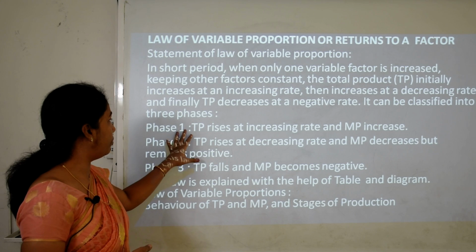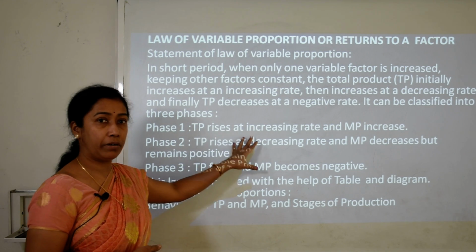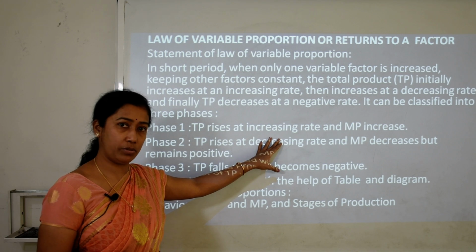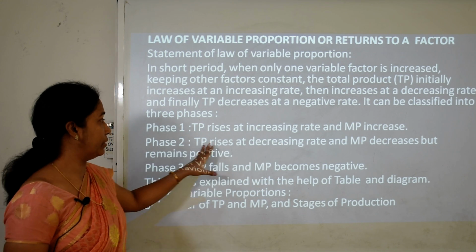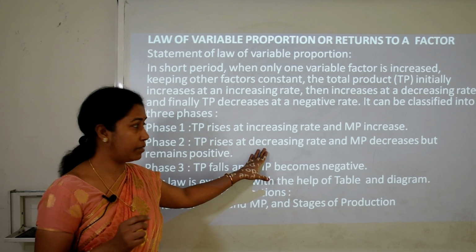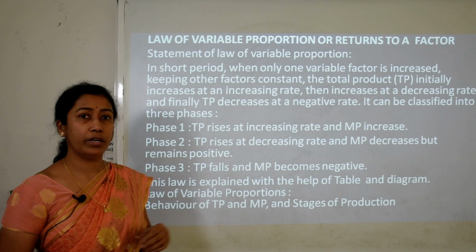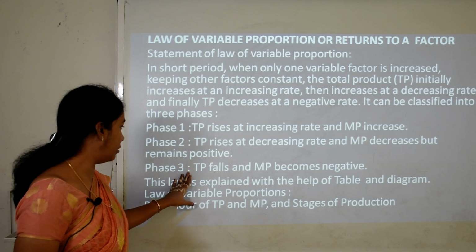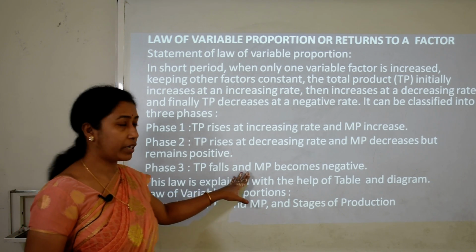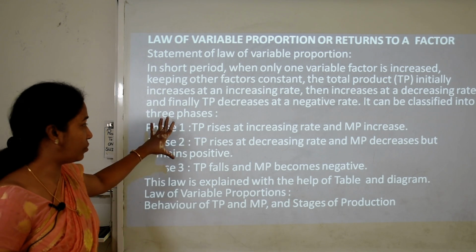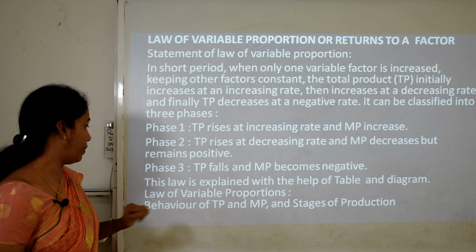So the reflection can be: in phase 1, total product rises at an increasing rate, and with that marginal product is also increasing. In the second phase, total product rises but at a decreasing rate, not increasing but decreasing, and marginal product decreases but remains positive still. In phase 3, that is the last phase, total product falls and marginal product becomes negative. So these are the three phases in the law of variable proportion.